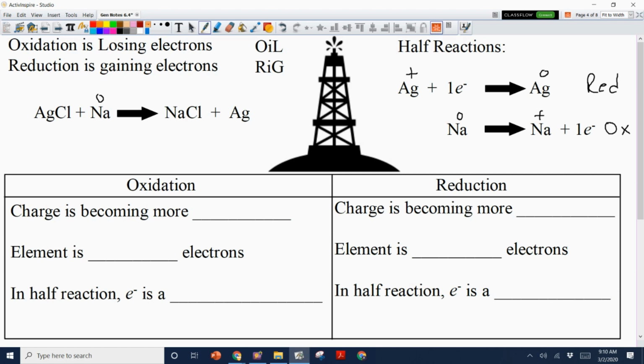So filling in the blanks here, the charge is becoming more in reduction. So here, the first one, the silver, if something is being reduced, then the charge is becoming more.